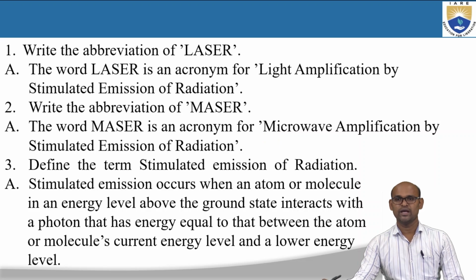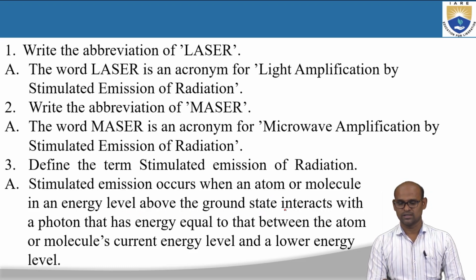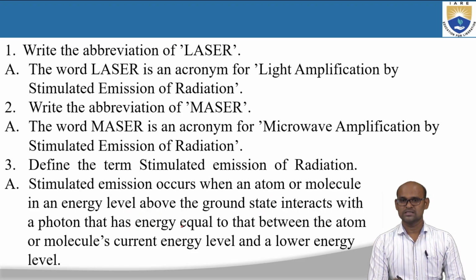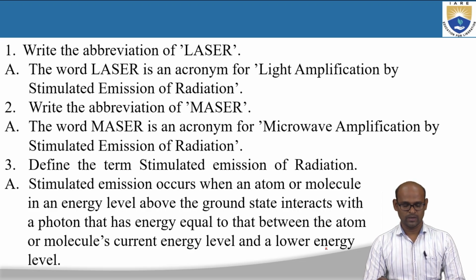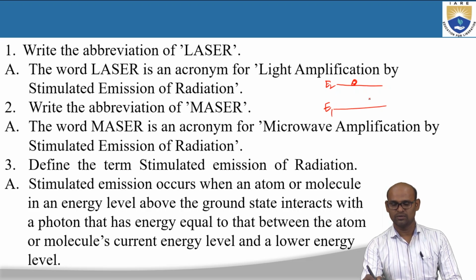Define the term stimulated emission of radiation. Stimulated emission occurs when an atom or molecule in an energy level above the ground state interacts with a photon that has energy equal to that between the atom or molecule's current energy level and a lower energy level. Stimulated emission occurs only when an atom is in energy level E2, for example. E1 is the lower energy level and E2 is the upper energy level, so E2 is greater than E1. The atom is in the higher energy level.